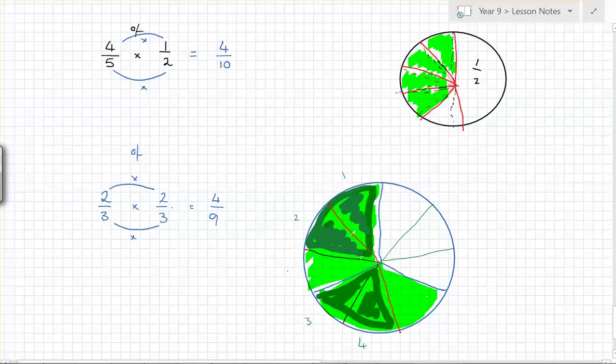So we are right. That means that when I multiply fractions, all I need to do is multiply the tops and multiply the bottoms, and it's done. Okay. Easy then, eh? It's nice and easy. Multiplying fractions is really easy.